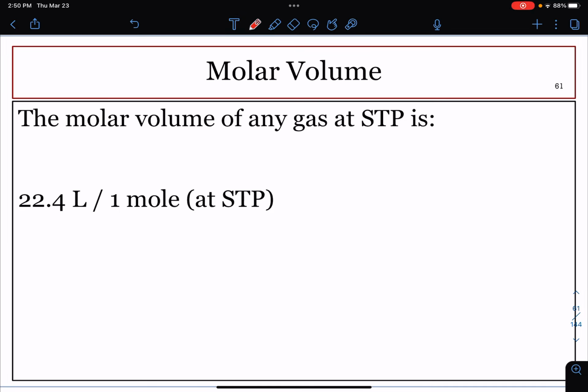The molar volume of any gas at standard temperature and pressure is 22.4 liters. This means that when we have 273 Kelvin, which is standard temperature, and 1 atmosphere pressure, standard pressure, then 1 mole of any gas will take up the space of 22.4 liters. Remember that this is only at STP. If your temperature is different or pressure is different, that 1 mole of gas will take up a different amount of volume.